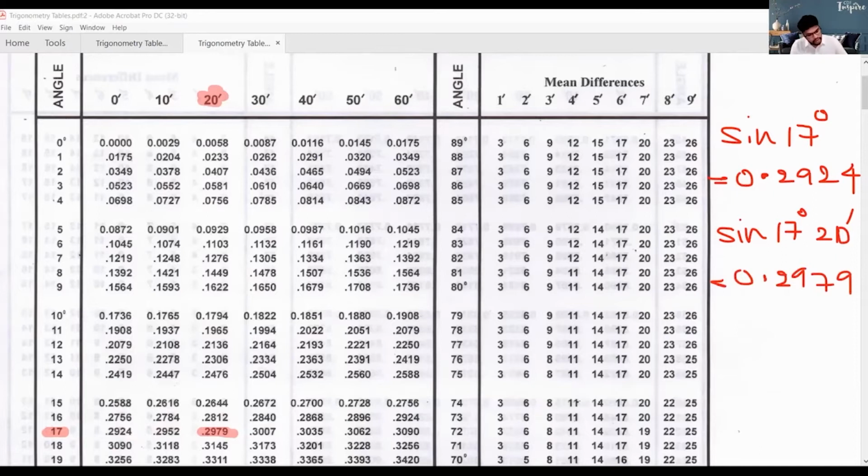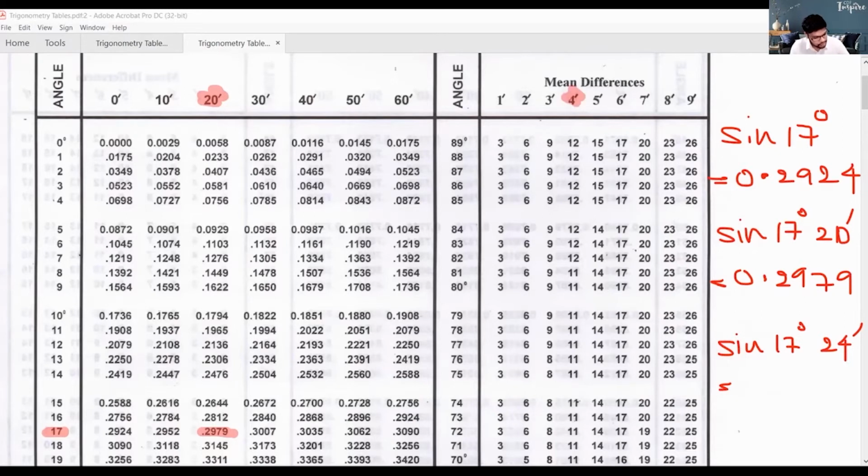So let's say you have sine 17 degrees and 24 minutes. Now things are a bit different, because now you can see there's 20 minutes, there's another column for 30 minutes, but where is 24 minutes? Children, we go to this other side where you find the mean differences. And do you see the column with 4 minutes, right?